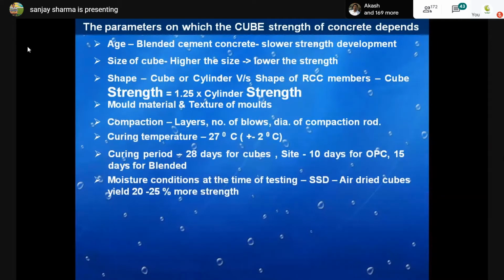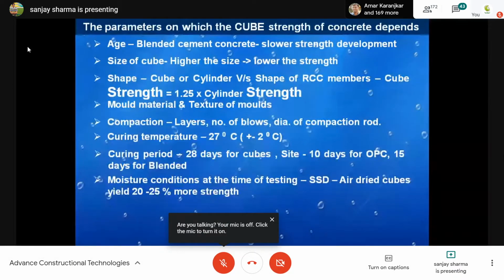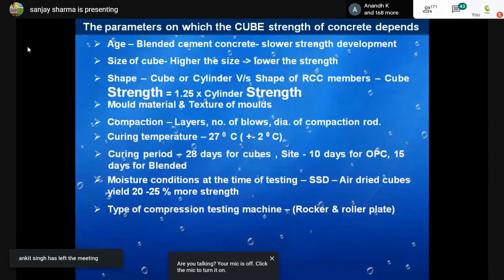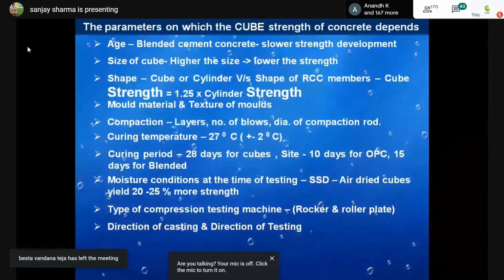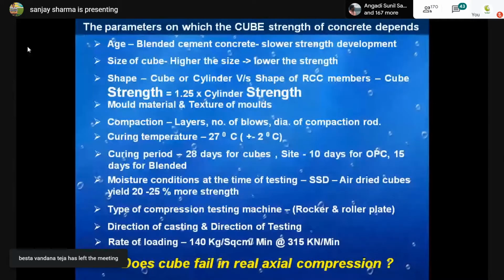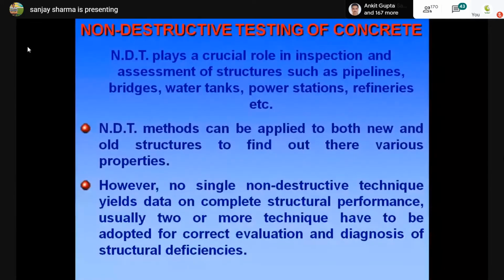Generally a difference is there. We cure cubes for 28 days, whereas at site it is 10 days for OPC and 15 days for blended cement. So that difference is always there. Then moisture conditions at the time of testing are important. The type of compression testing machine also plays a role, as does the direction and rate of loading. So we have to see how the cube fails.